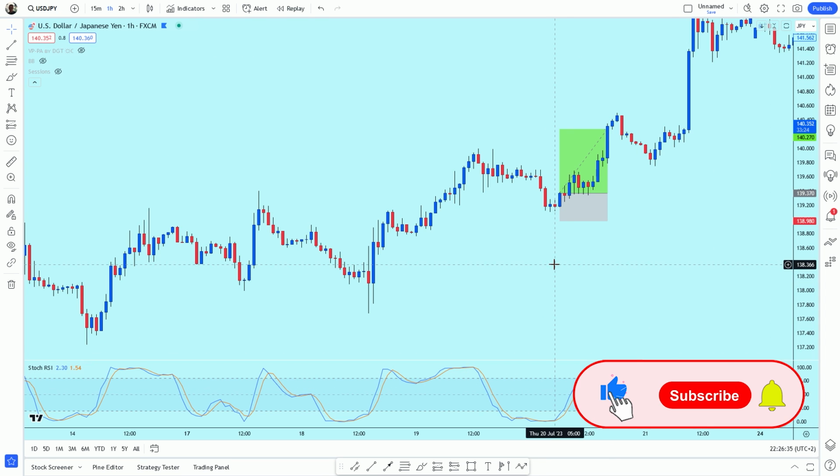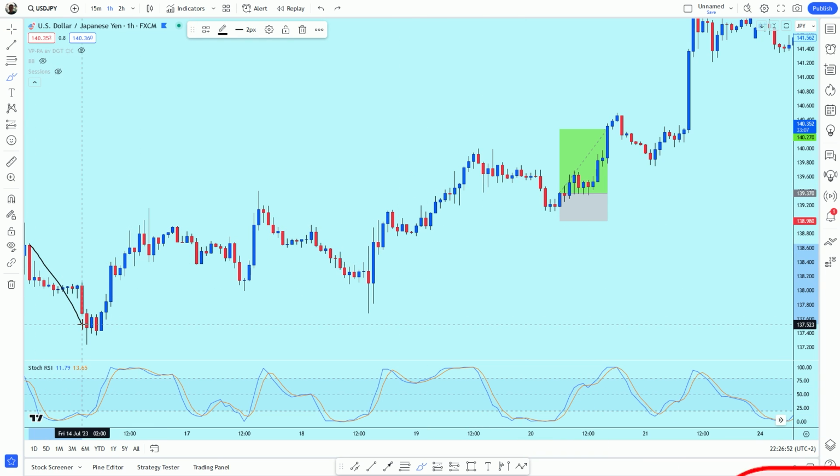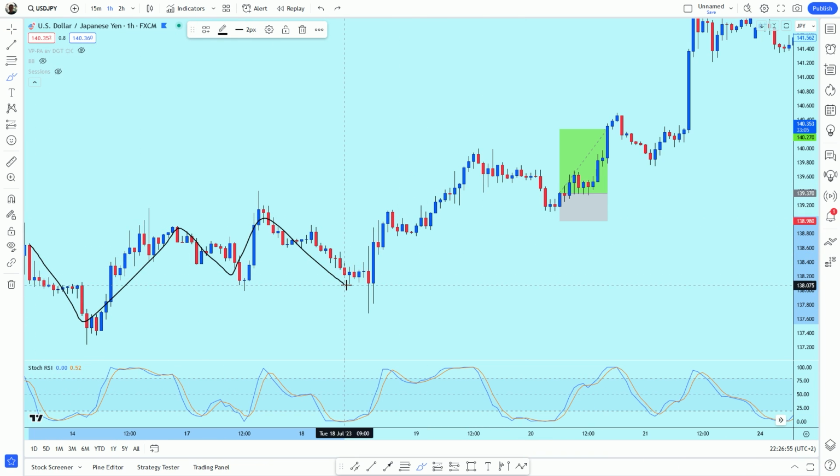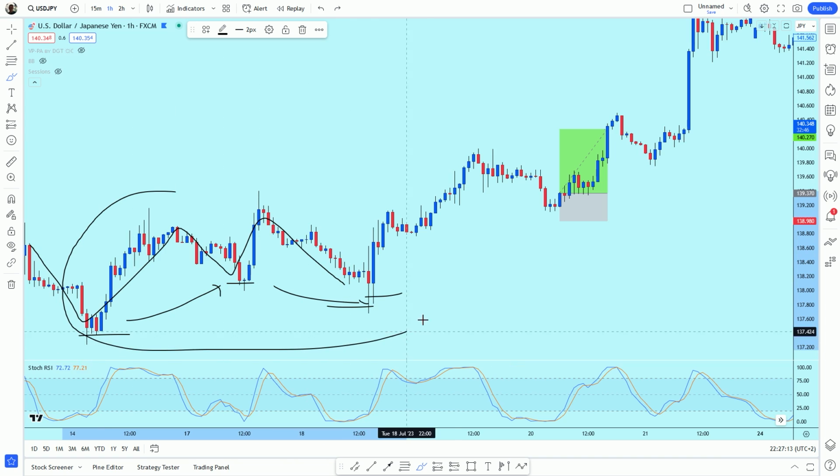This is US dollar Japanese yen. In this example we can see this move down, up and down again. And we can see this low here, then price forms this higher low and then a lower low again. This means that price is consolidating and that we should wait for a better structure to occur so we can take a nice trade.